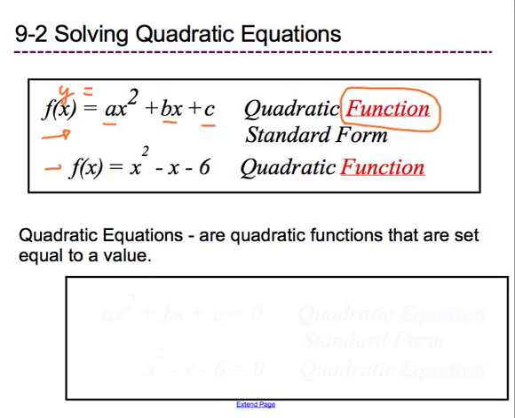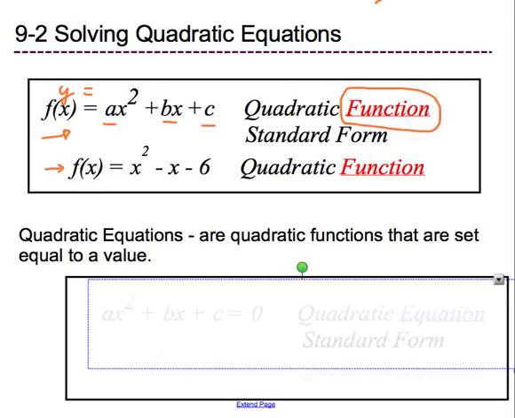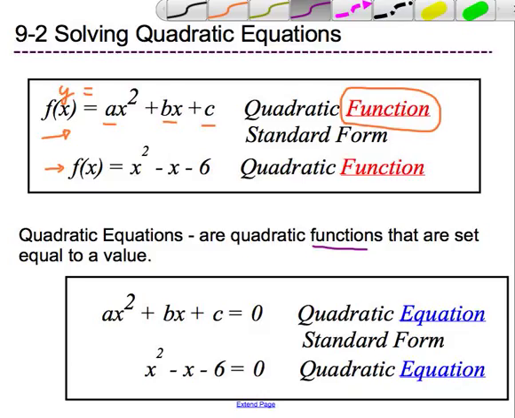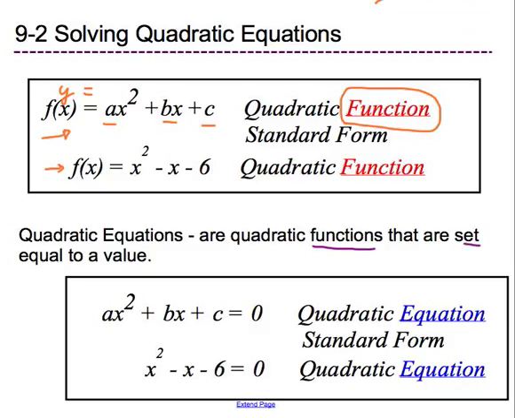So here's an example of one of the functions that we graphed. We found the axis of symmetry, the vertex, and more points, and graphed it. So the next piece that we're looking at is actually solving quadratic equations. So quadratic equations are quadratic functions that are set equal to a value. So if you look, our standard form is that same ax squared plus bx plus c, but it's equal to a value, in this case 1.